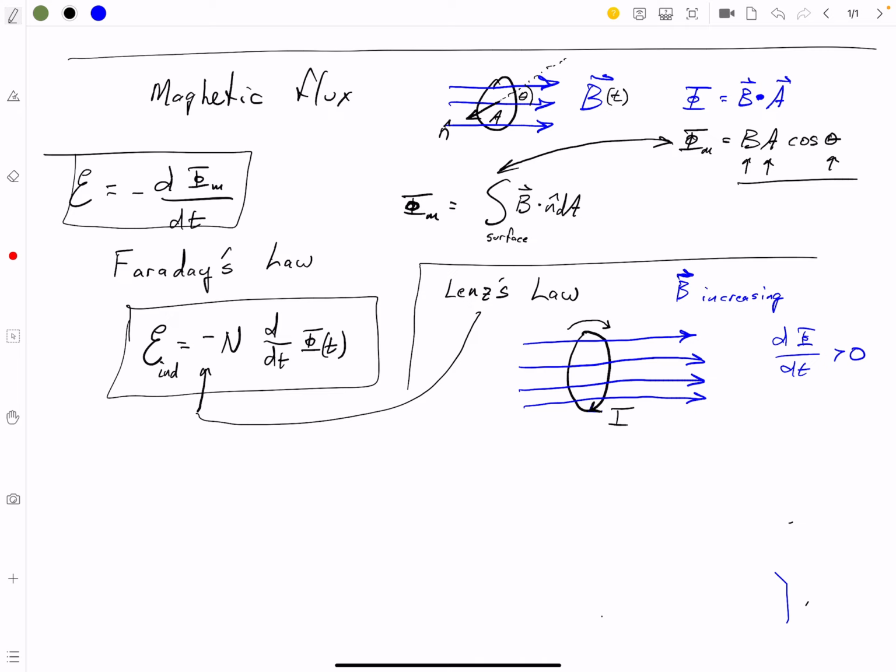I'm trying to give you guys a sense of the normal hat for the area.